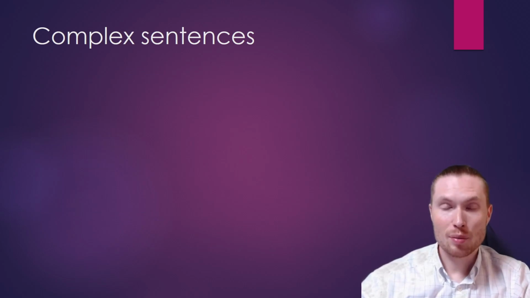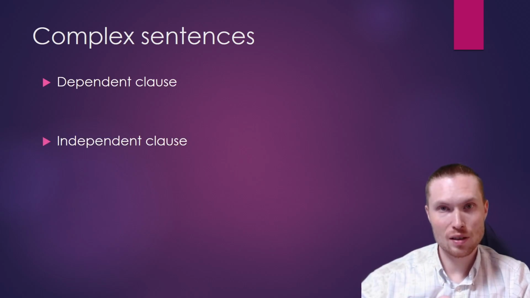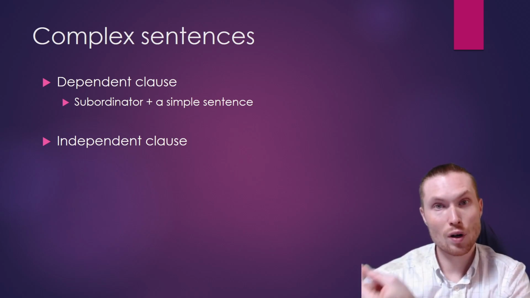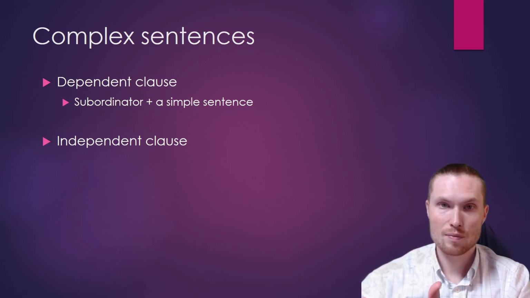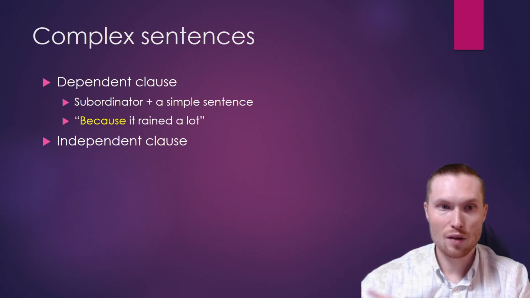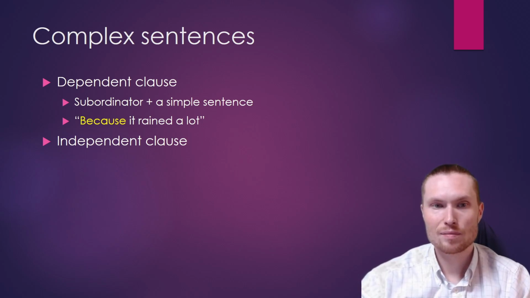Okay, so how do we make a complex sentence? A complex sentence has two parts, a dependent clause and an independent clause. And what does that mean? Well, a dependent clause is a subordinator plus a simple sentence. And remember, the subordinator was from that big list of words. So one of those words plus a simple sentence, this is called a dependent clause. For example, because it rained a lot. So here we have the subordinator because, and then a simple sentence, it rained a lot.